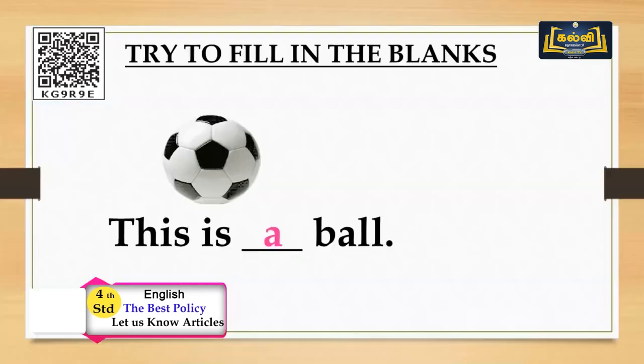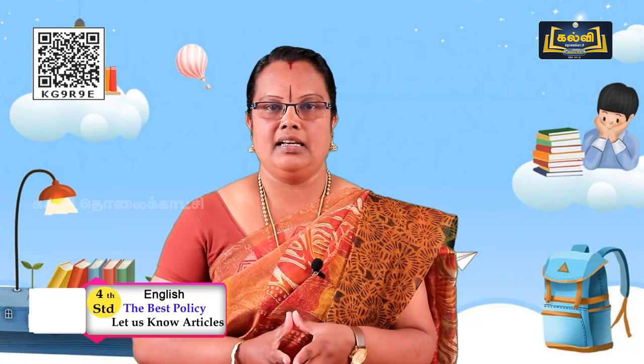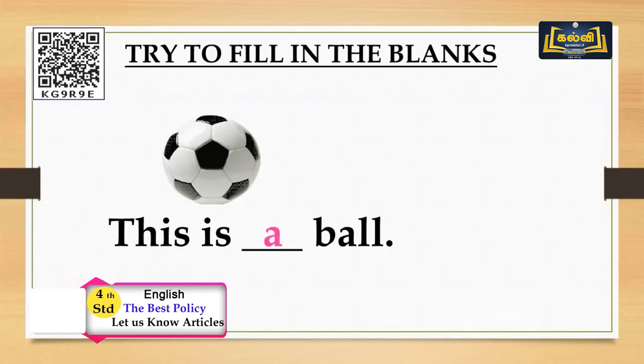Okay, now in this picture, what can you see? What is that? Yes, this is a ball. Aha, you are playing there, isn't it? So what is this? This is a ball. We are telling, knowing or unknowing, the sentence correctly as this is a ball. Right?